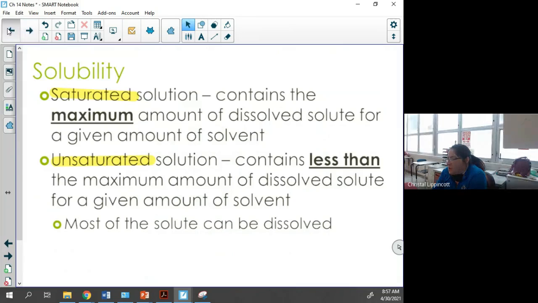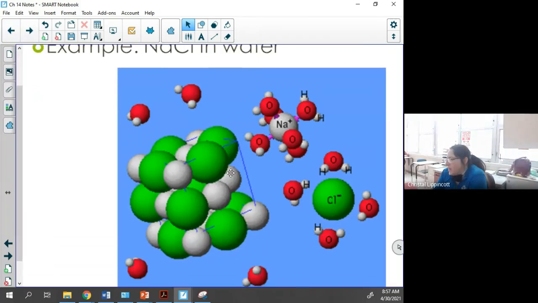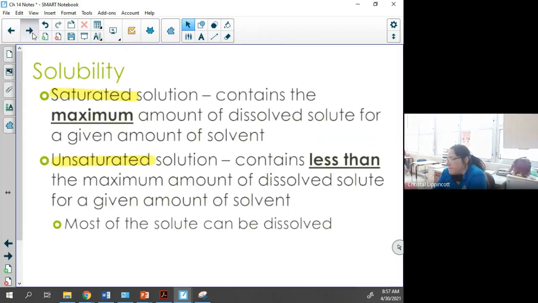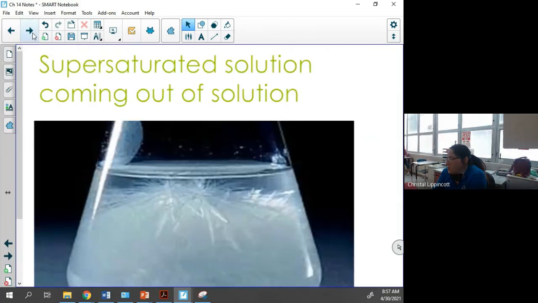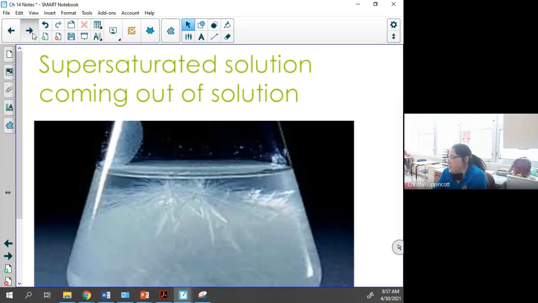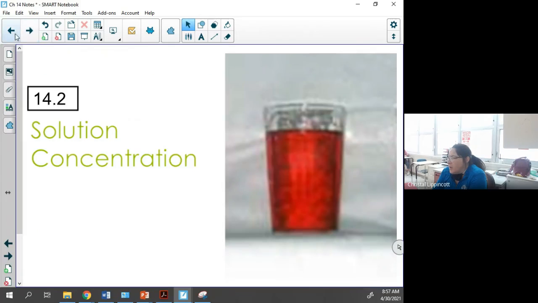And then we talked about saturated. So saturated, you wouldn't have enough water molecules to surround all of these particles. And unsaturated, you would still have water molecules left over, and all of these would be surrounded. And then there's a special supersaturated, which I'm going to try to get a demo going for you for next week to show you that. And that led us to today's lecture, which is on solution concentration and kind of solution math.